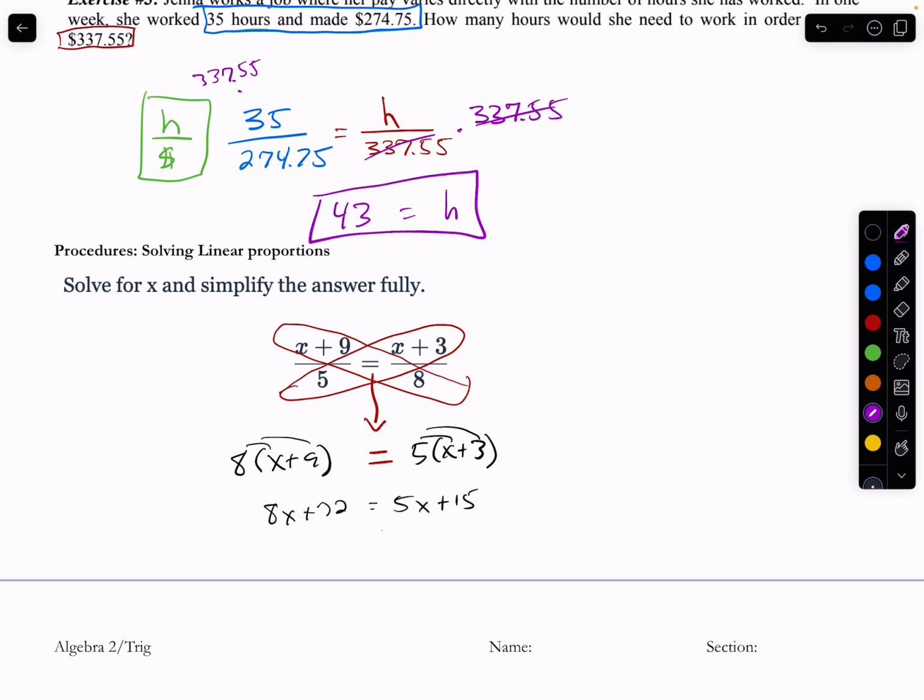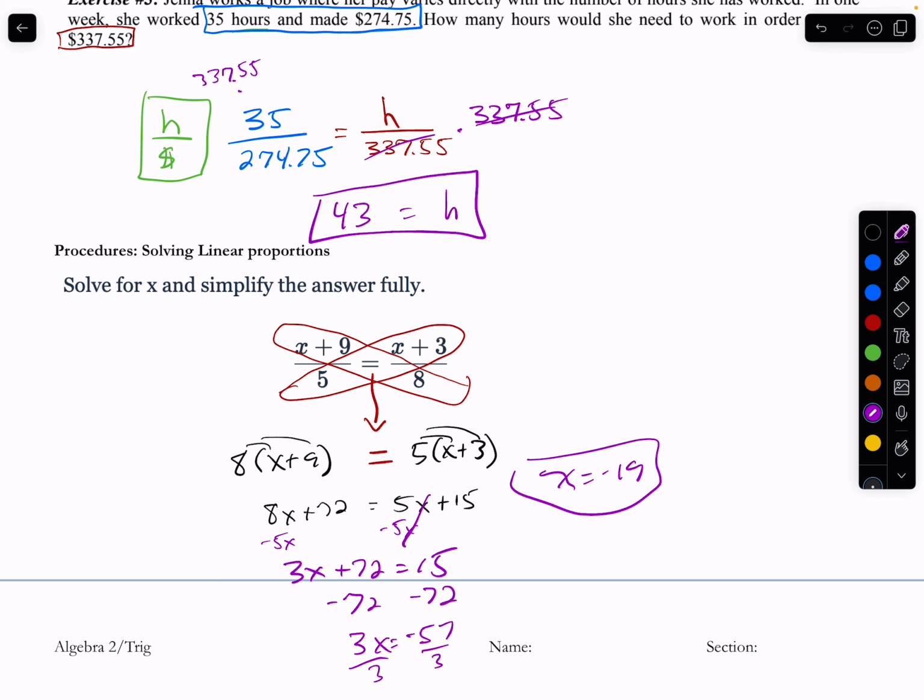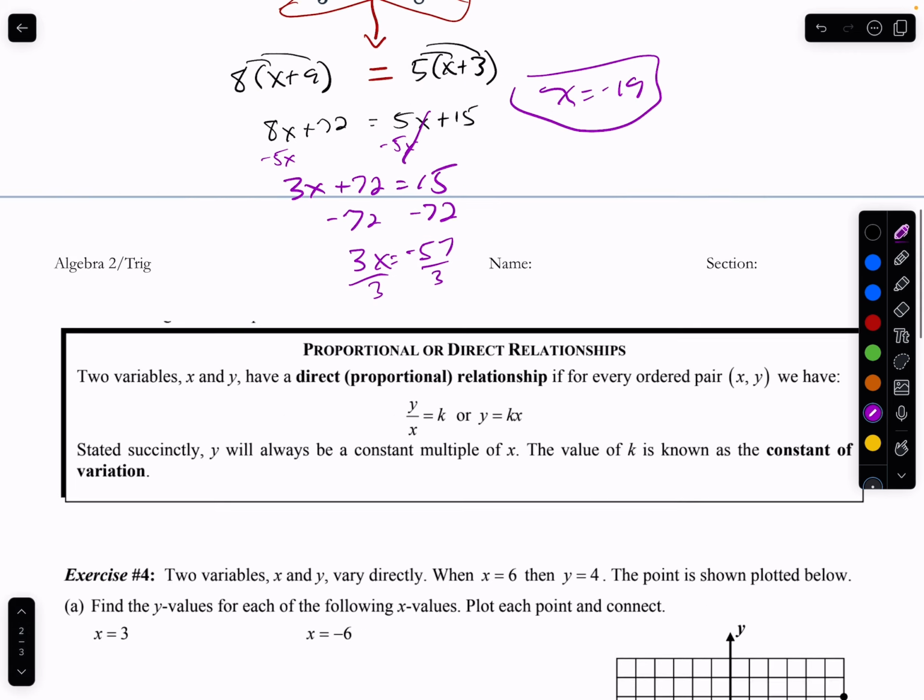All right, and then I'm going to subtract 5x on both sides. So I'm going to get 3x plus 72 is equal to 15. Then I'm going to subtract 72 on both sides and get a value of 15 minus 72. Use your calculator if you need to. I'm going to get 3x is equal to negative 57. Divide by 3, and then I'll get x is equal to negative 19. So that's how you want to set up those linear proportions by cross multiplying and solving.